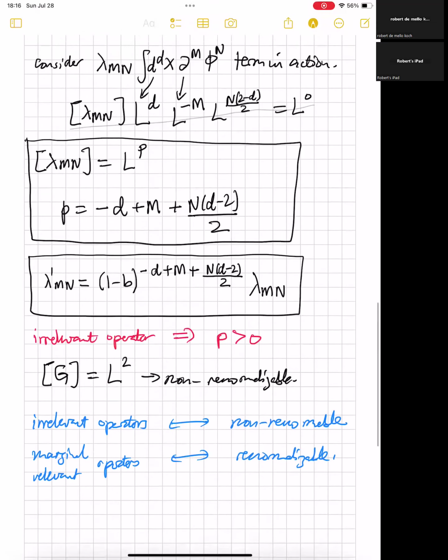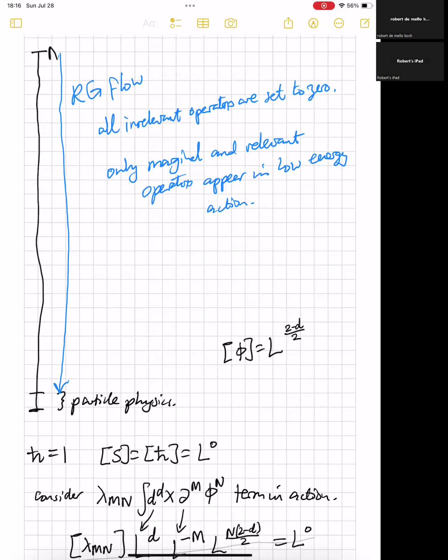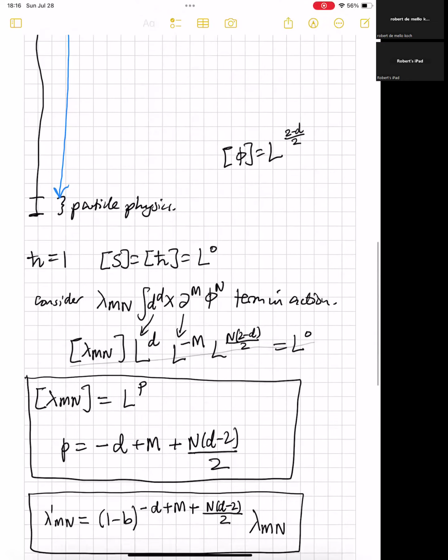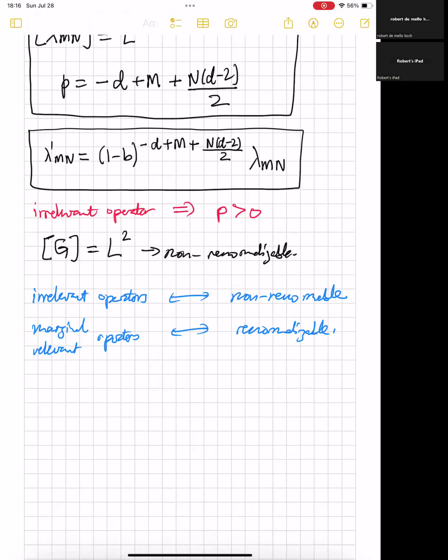Well, Wilson has explained to you why, when you do this RG flow, all of the irrelevant operators are set to 0. So he's explained to you why only marginal and relevant operators appear in the low energy actions. So he's actually proved that particle physics should be described by a renormalizable quantum field theory. At low energies, you just have a marginal and relevant set of terms in your action. So your complete space of low energy actions is your space of renormalizable quantum field theories.